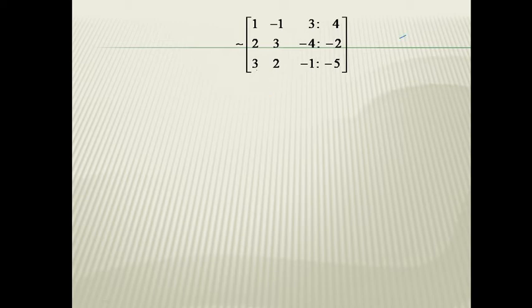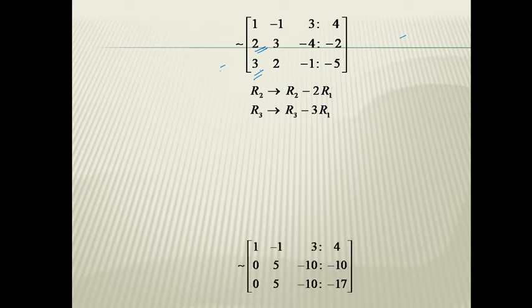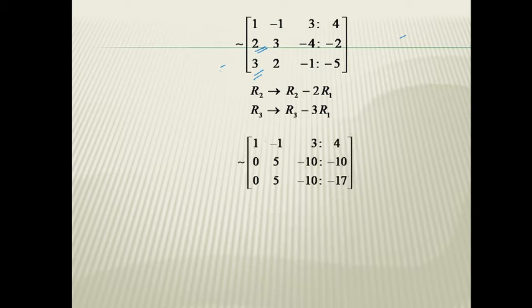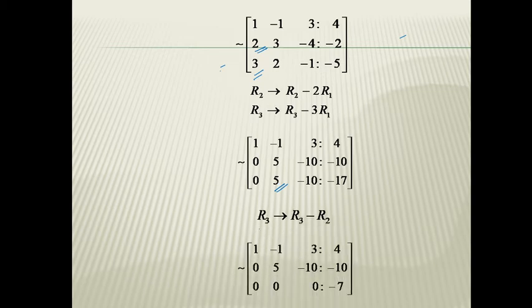Now here we form 0 in the first column by using R1. That means here we form 0. Therefore, the operations are R2 changes to R2 minus 2 times R1 and R3 changes to R3 minus 3 times R1. Now we get this, and we form 0 in the second column by using R2. This is the operation. Then we get these terms, and here the diagonal elements are 1, 5 and 0.